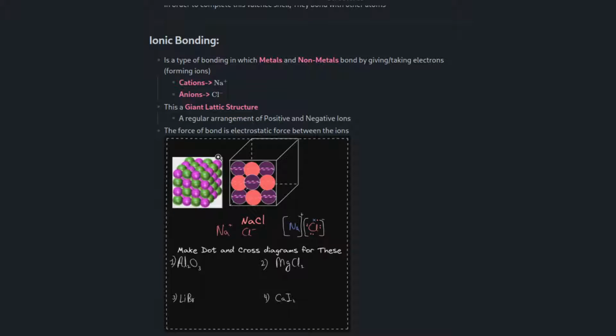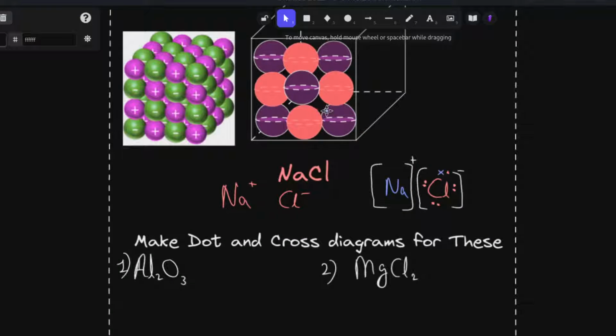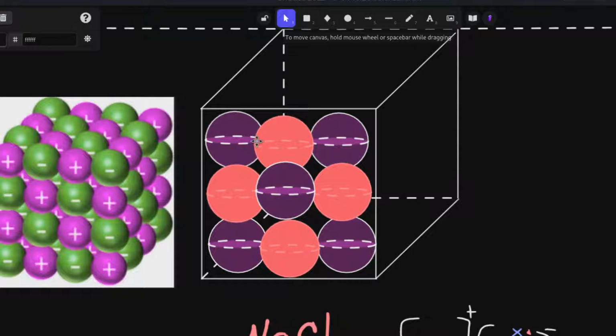The force of the bond is the electrostatic force between the ions, and this is an incredibly strong force because they have a complete charge on them, and that complete charge is very strong, and that attracts them incredibly close to each other. So here we can observe that we have these particles that are incredibly close to each other.